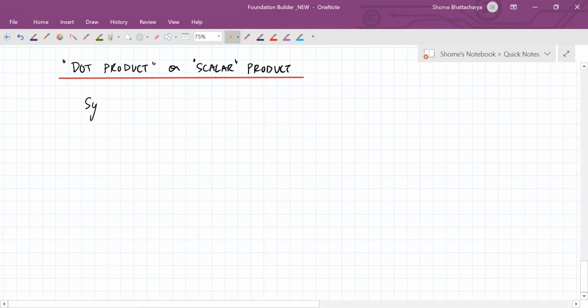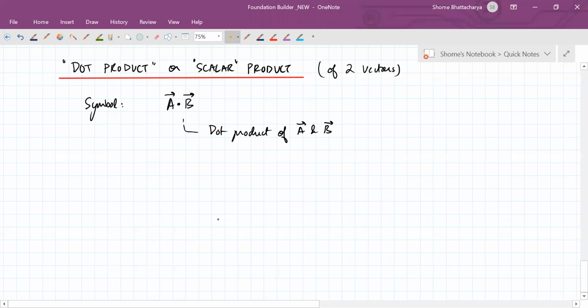Okay. So first of all, the symbol that we use for this operation is the dot. So if we put a dot between two vectors, this becomes the dot product of vectors A and B. So this is an operation that applies to two vectors. You cannot apply this operation to scalars. You will understand why, because next when we look at the definition, you can see that it's defined in such a way that it cannot apply to scalar quantities, or it cannot apply to three vectors or multiple vectors. It can only apply to two vectors.